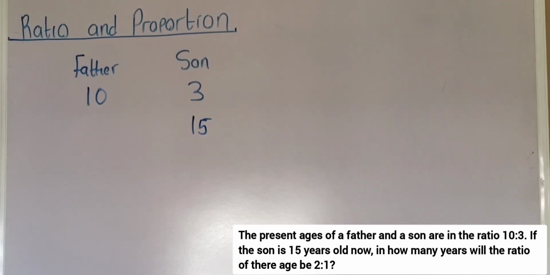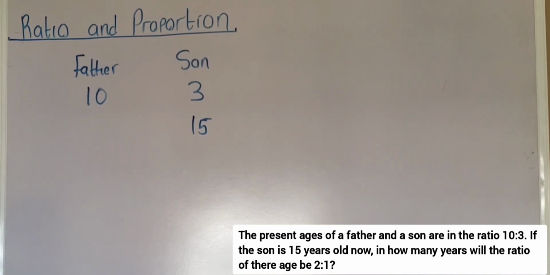In how many years will the ratio of their age be 2:1? You see, before we can determine the years in which the ratio of their age will be 2:1, we first need to determine the present age of the father. Okay? Please pay attention. We've been given that the ratio of the father to son is what? 10:3. Do you understand? And I represent the information related to the father here and the information related to the son in this place. Now, the present age of the son is 15. We don't know the present age of the father.